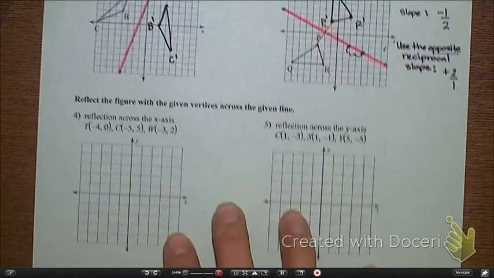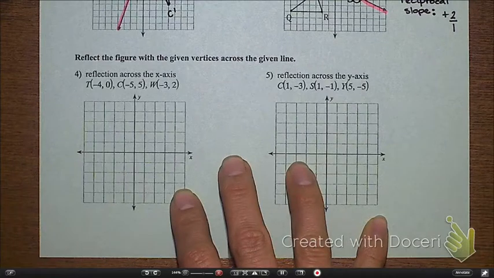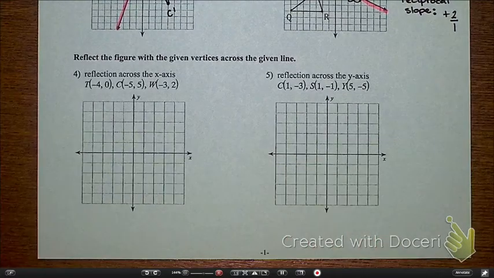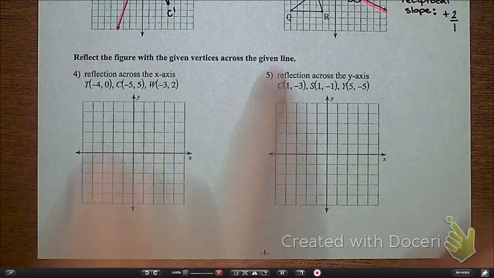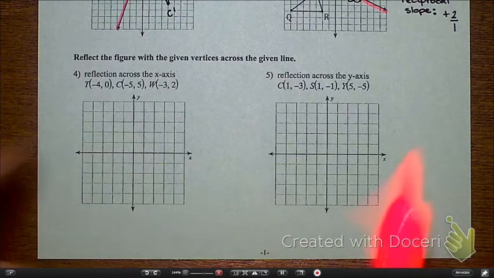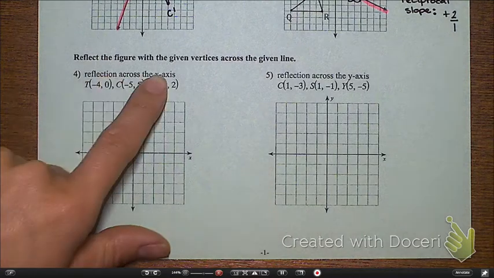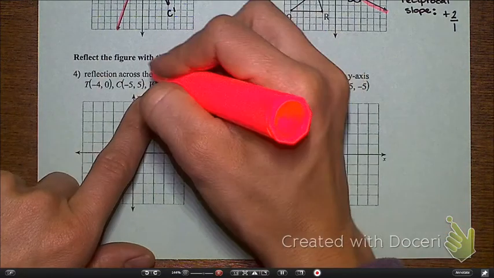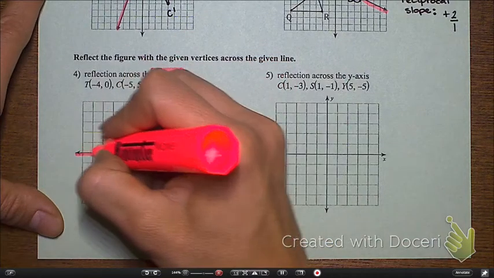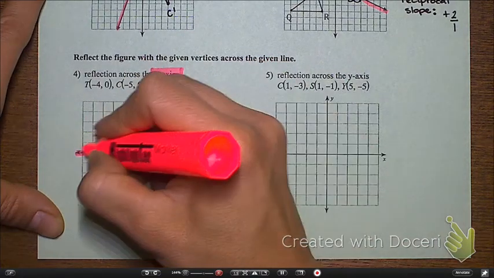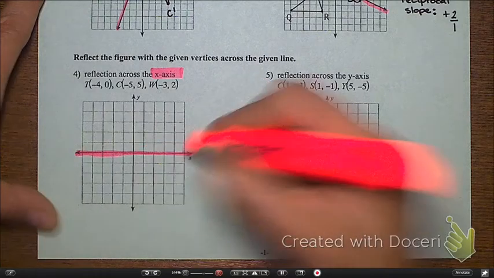Let's take a look at number 4. So here's number 4. On number 4, it says reflect the figure with the given vertices across the given line. What is the line they want you to reflect across here? Okay, everyone let's highlight that, and let's actually highlight your line of reflection, which is the x-axis. Here it is. This is the line we're reflecting over.